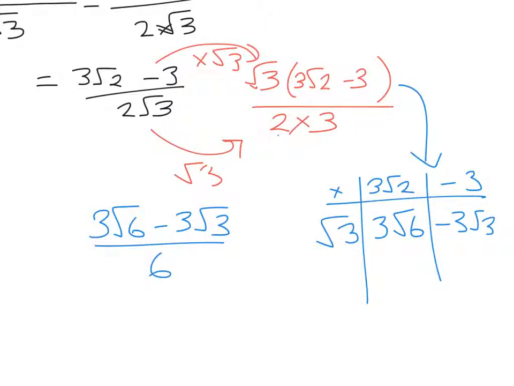Now I'm still not quite where I want to be, and that's just because I can divide everything. There's a 3 in all of these terms, so I can divide everything by 3. So I'm going to have 3 root 6 divided by 3 is root 6. 3 root 3 divided by 3 is root 3. And 6 divided by 3 is 2.